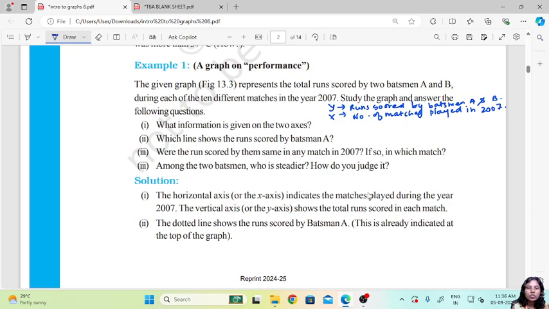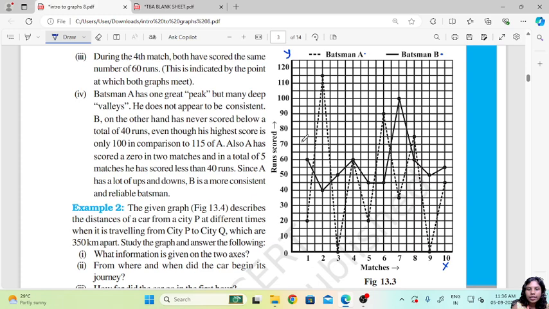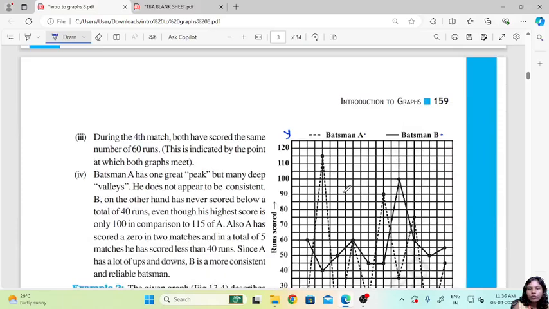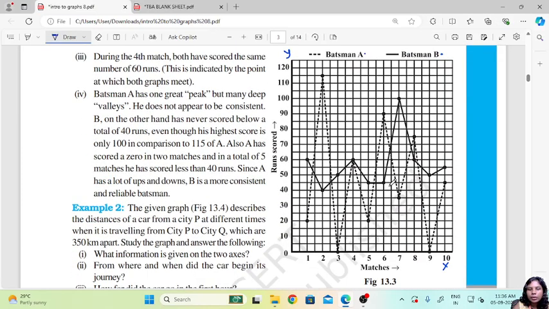Now which line shows the runs scored by batsman A? Which line is it? The dotted line shows the runs scored by batsman A. Dotted line. Then where were the runs scored by them the same in any match in 2007? So we have to check. So any runs that they had scored were the same. So these are the runs. So here we have 110. Any point that comes on the same line. So this.